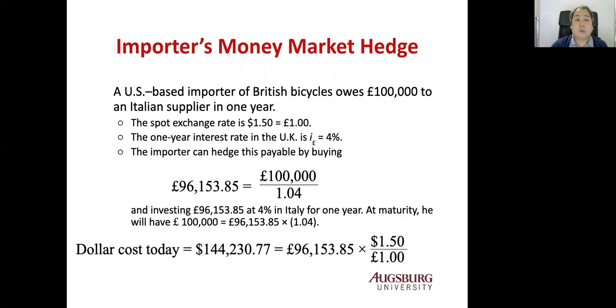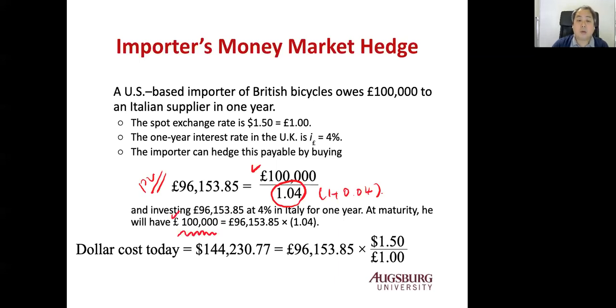Suppose a US-based importer of British goods owes 100,000 pounds to a British supplier in 1 year. The spot exchange rate is $1.50 per pound, and the 1 year interest rate in the United Kingdom is 4%. The importer can hedge this payable by buying the present value: 100,000 pounds divided by 1 plus 4%, which is 96,153.85 pounds. Investing this much at 4% in the UK for 1 year, at maturity you get 100,000 pounds.